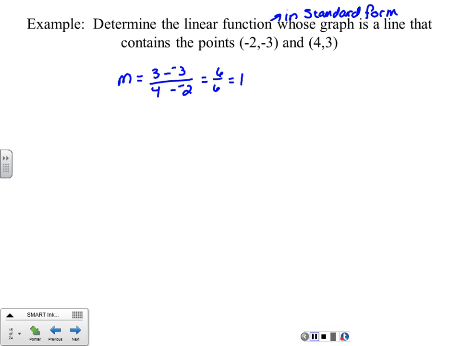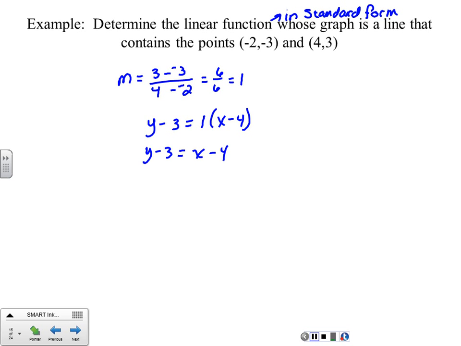(4, 3). Sounds good. Okay. So you have y minus y1 is equal to my slope that I just found times x minus x1. Now one thing I will tell you is this. If you choose the y out of one point, you have to choose the x out of the same point. Okay? You can't be wishy-washy. Okay. So here we have y minus 3 is equal to x minus 4.